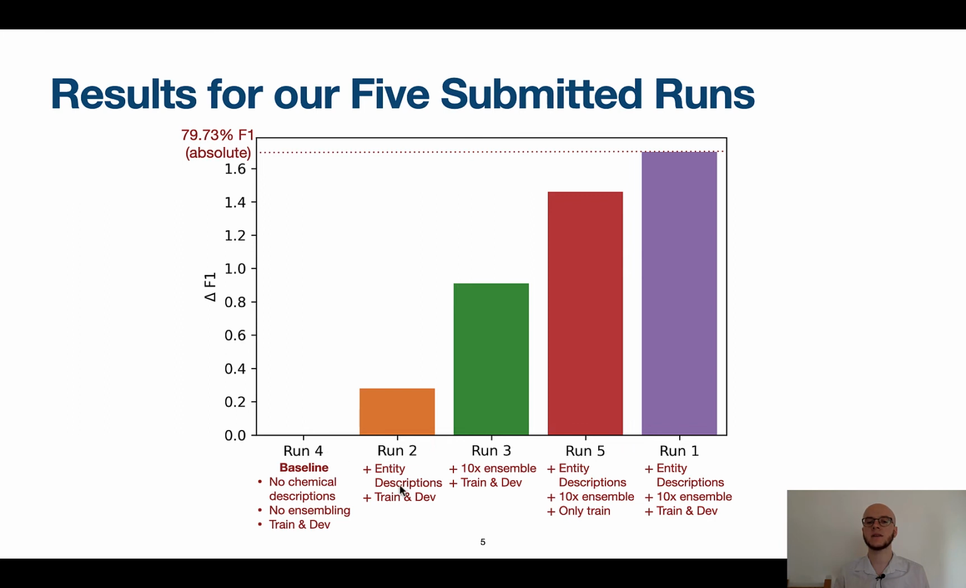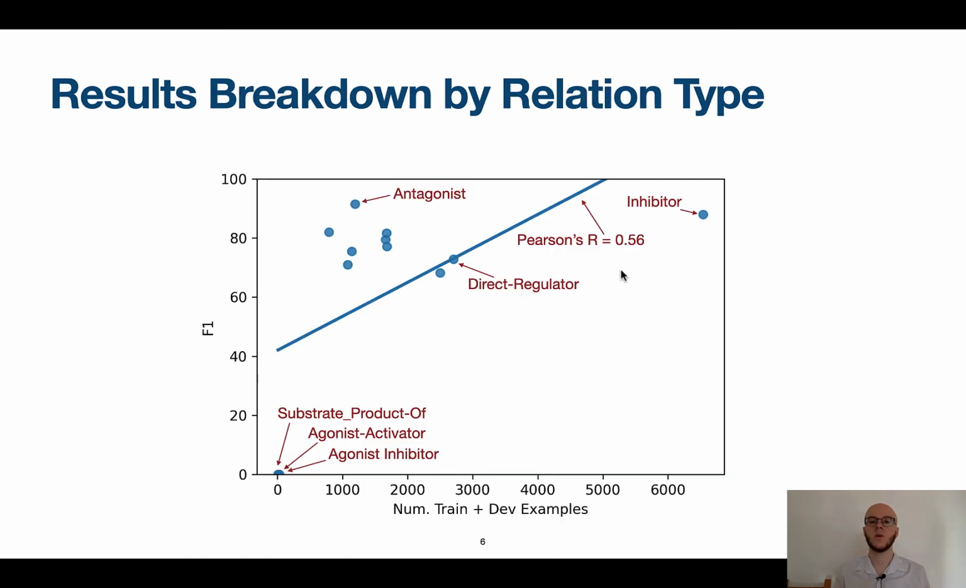If we add entity descriptions, that works a bit, but if we then ensemble our model by 10-fold, that improves results by much more. If we then do both, but only train on the training set, this improves results further. And if we then add the development portion to the training set, this leads to the best score, which is 79.73% F1.